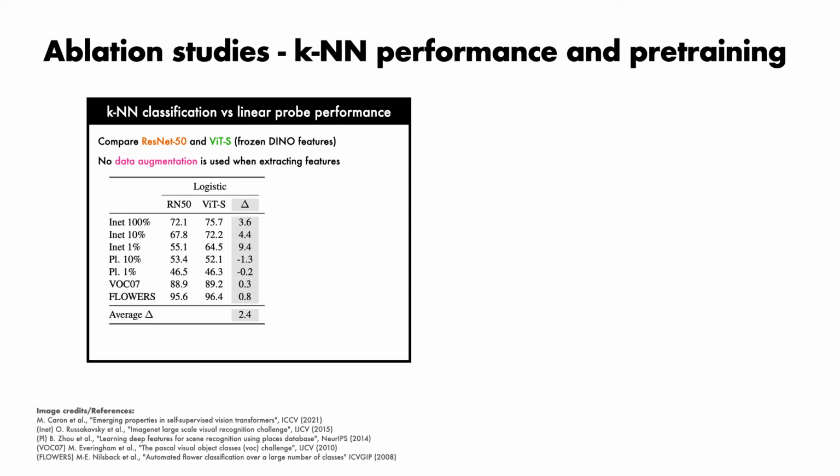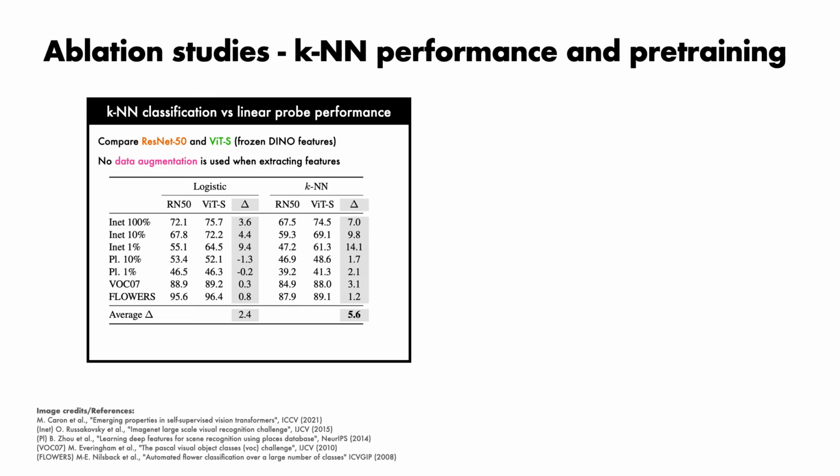The average advantage of ViT-S over ResNet-50 is 2.4 percentage points. However, when we examine the same experiments under a k-nearest neighbor evaluation, we see a much greater average difference of 5.6 percentage points between the architectures.